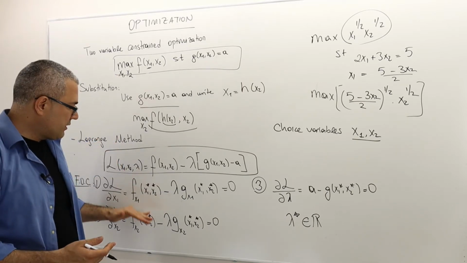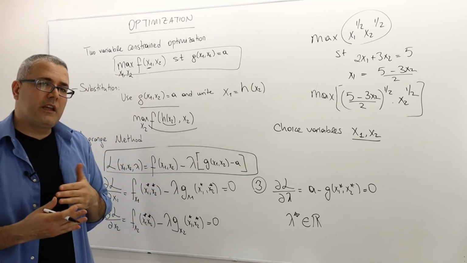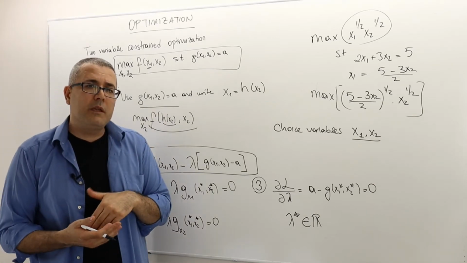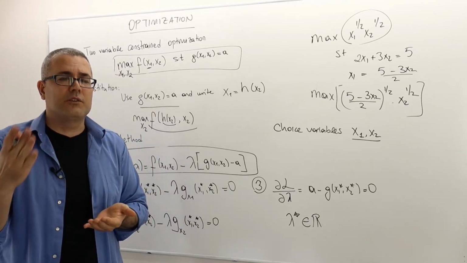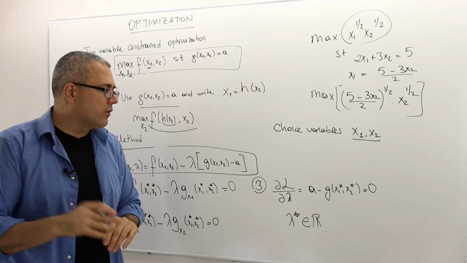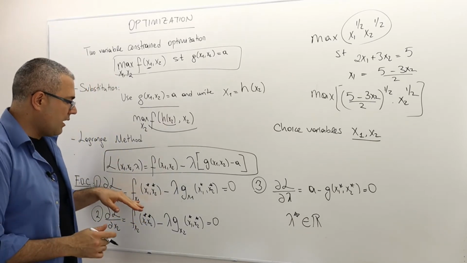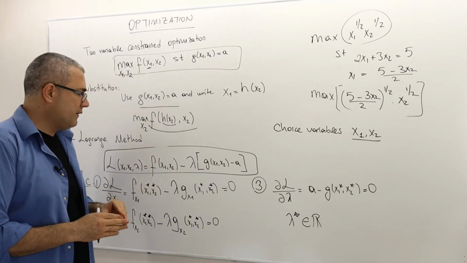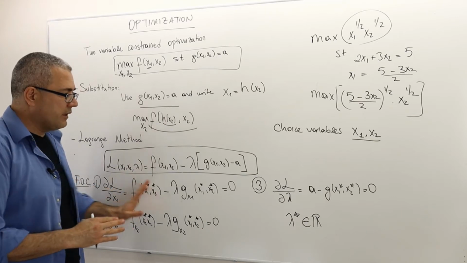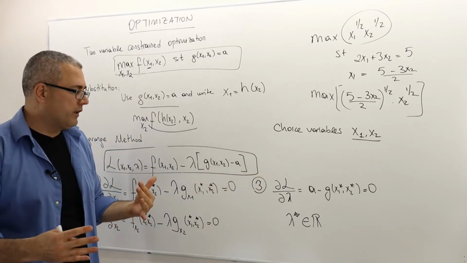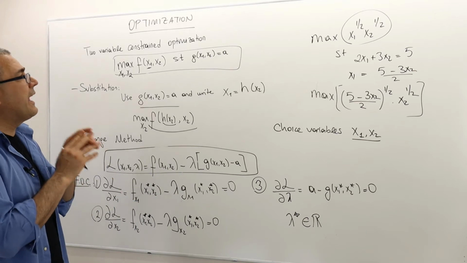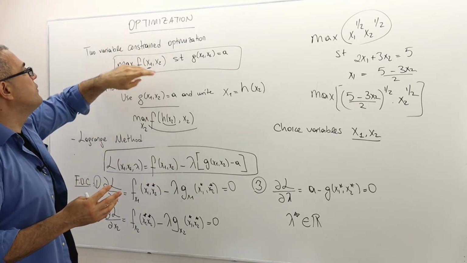Are x1 star, x2 star, and lambda star a local max or local min? Well, then you have to check the second order conditions. I'm going to ignore that. But if you want to find the critical points, basically you need to solve these 3 equalities. Well, you can extend this idea to more than 2 variables.